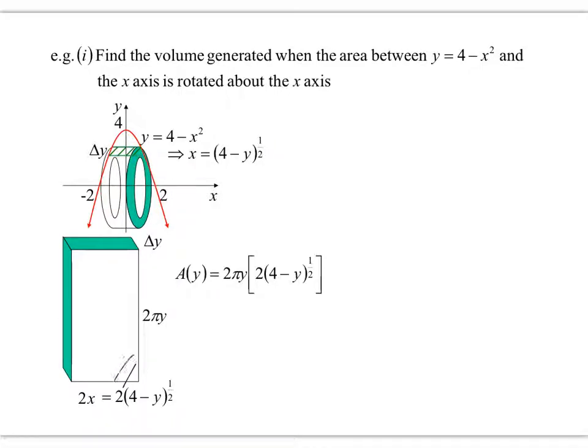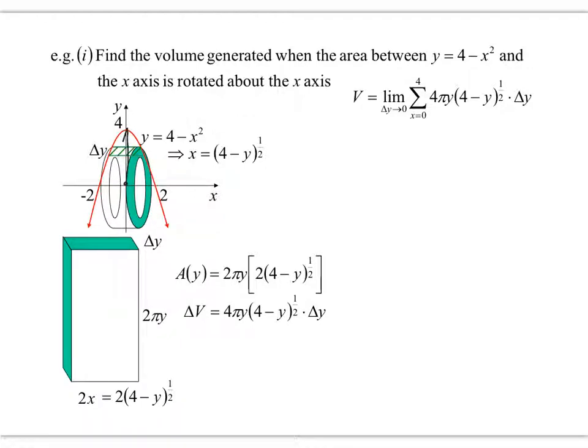So the area of this face is length times breadth, and the volume is going to be the area multiplied by the very small thickness, delta y. So the volume is the limit as delta y approaches 0 of the sum, going from the y values of 0 up to 4, and then here is our expression, delta y.